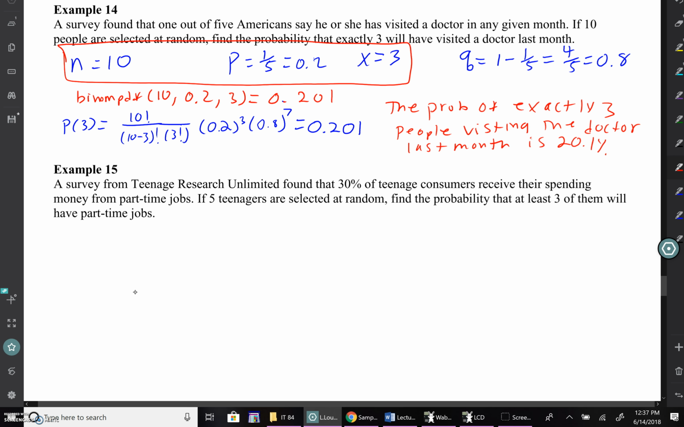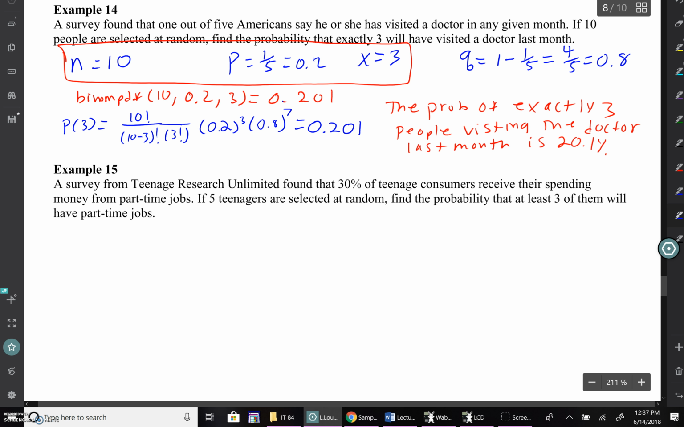All right, let's look at what happens when it's not an exact amount. So, the survey from Teenage Research Unlimited found that 30% of teenage consumers receive their spending money from part-time jobs. If 5 teenagers are selected at random, find the probability that at least 3 of them will have a part-time job.